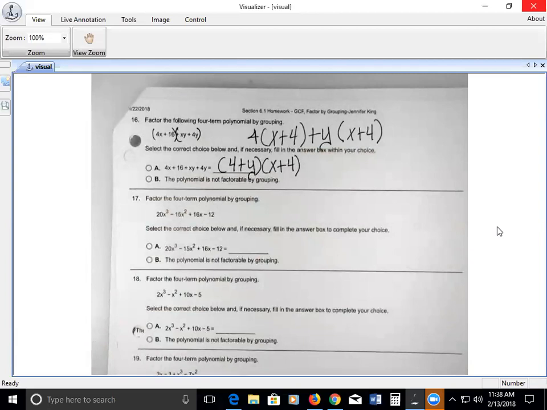Does it matter which order you put them in or not? It doesn't matter the order because of the associative property. Remember, the associative property of multiplication states it doesn't matter the order or the grouping that you place it in. You should still get the same answer. So whether you place x plus 4 in the first position and 4 plus y in the second position, it doesn't matter. When you multiply back out, you're going to get the same. Good question.